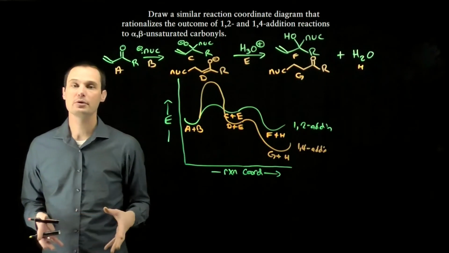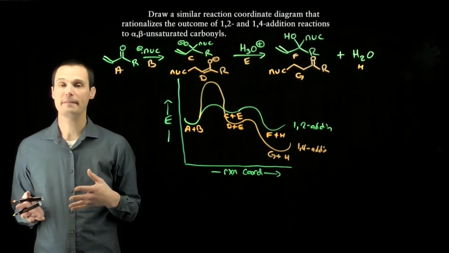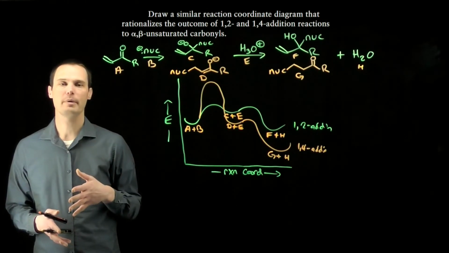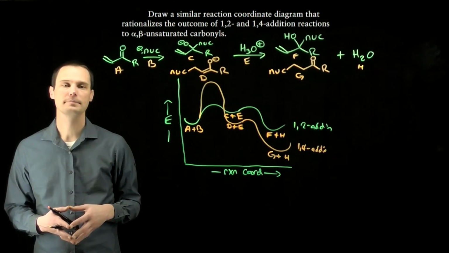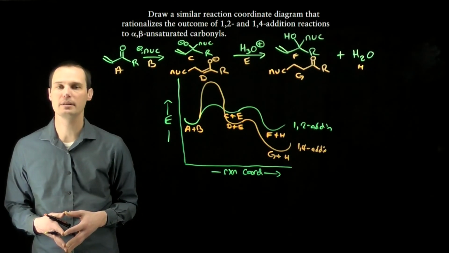This energy diagram shows a difference between 1,2 and 1,4 addition. The 1,2 addition pathway is a faster pathway but forms a less stable product, whereas the 1,4 addition is a slower pathway but forms a more stable product. This energy diagram shows the difference between 1,2 and 1,4 addition to an alpha-beta unsaturated carbonyl.